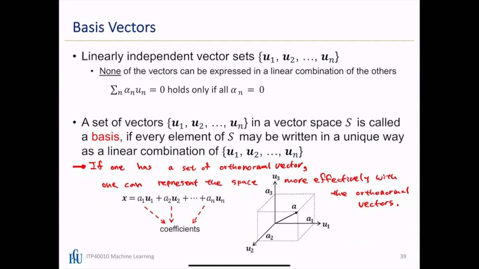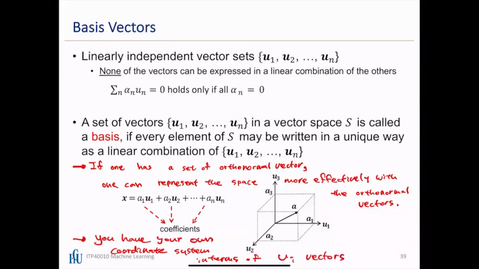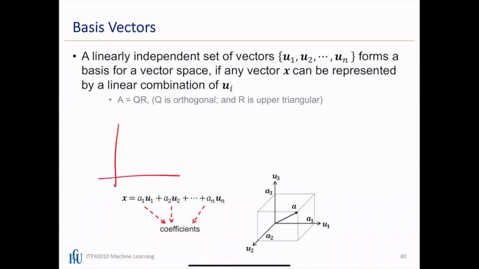This means you have your own coordinate system in terms of the U vectors. Imagine you have multiple different data points along the same line. In order to represent all those data points, for each of them you need two numbers, because they are data points in two-dimensional space.